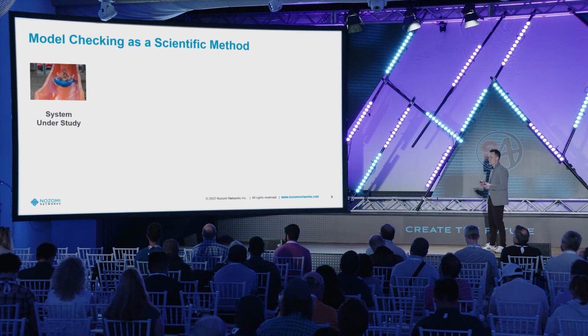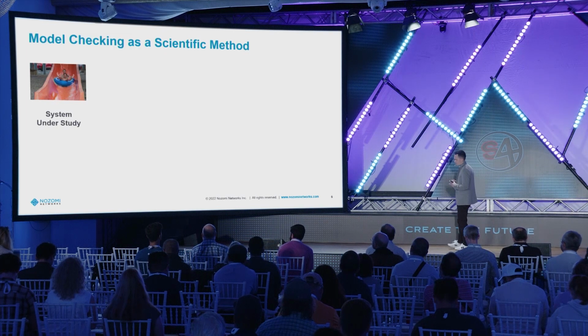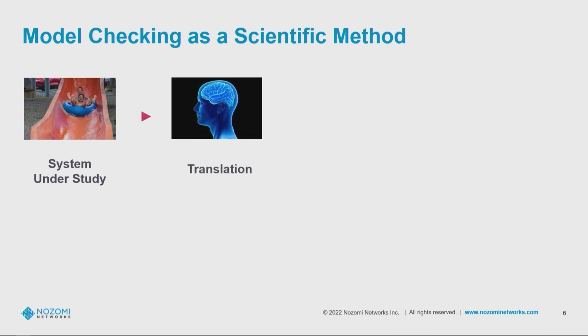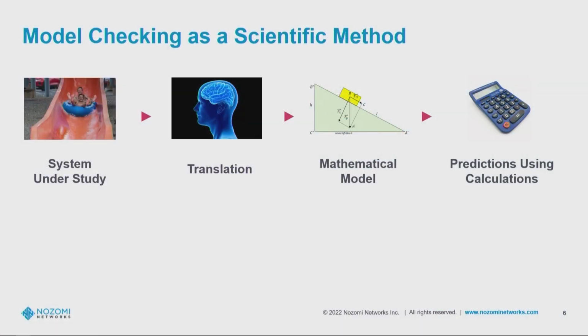So I will try to explain it with an analogy with the scientific method, which is something that everybody should be familiar with. In the scientific method, you have a system that you want to study, for instance, two kids running down a slide. And you observe this phenomenon, you make some work with your brain, and you come up with a mathematical model. The mathematical model will capture completely the system under your study. And once you have that, you don't even have to repeat the experiment to understand the original system.